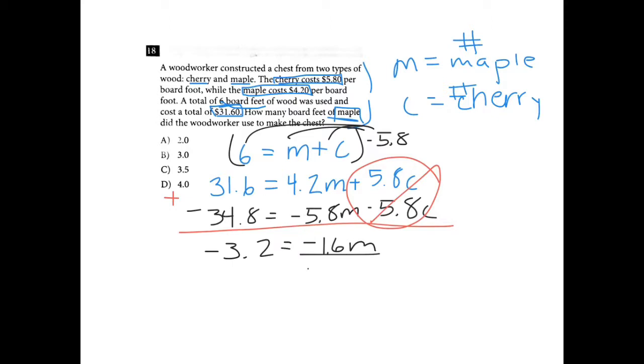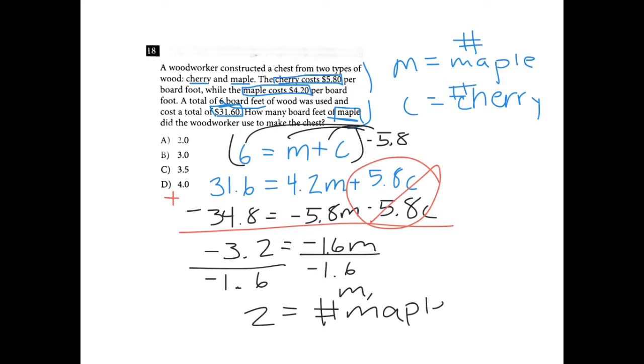So now when we just divide by negative 1.6, we'll get 2 equals the number of maple, or our m, so m, number of maple. So our answer is A.